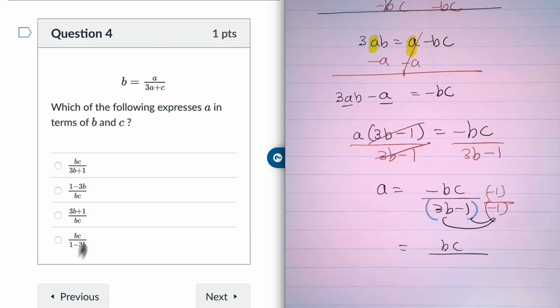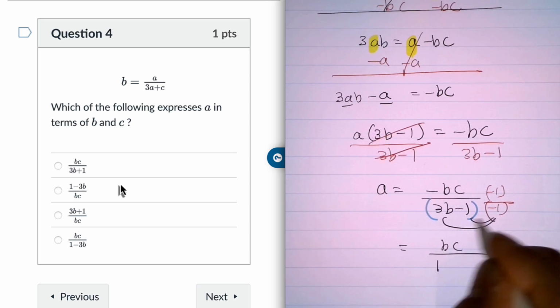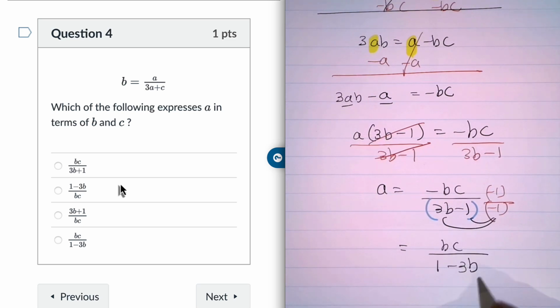Since our choices all start with positive, either top or bottom, I'm going to start with -1 times -1, positive 1, and -1 times 3b gives you minus 3b, and that will be our answer. So which one is matching? The last one.